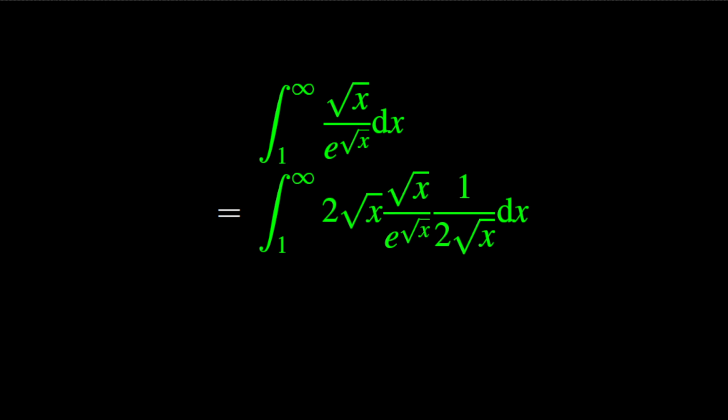The integral from 1 to infinity of the fraction square root of x over exponential of square root of x dx can be expressed as the integral from 1 to infinity of 2 times square root of x divided by the fraction square root of x over exponential of square root of x times the fraction 1 over 2 times square root of x dx. We can clearly see w and dw in the expression of the integral.